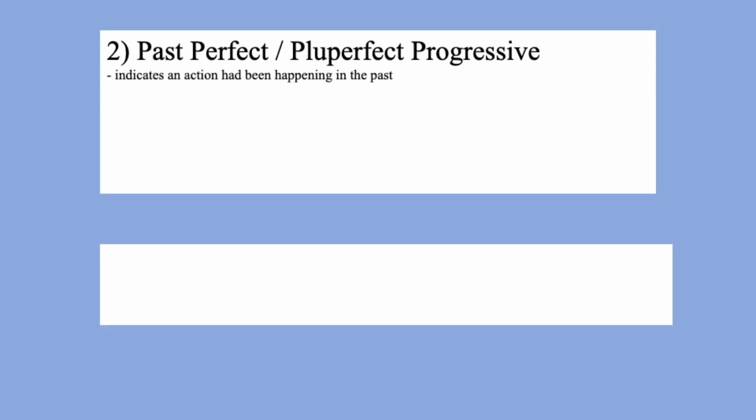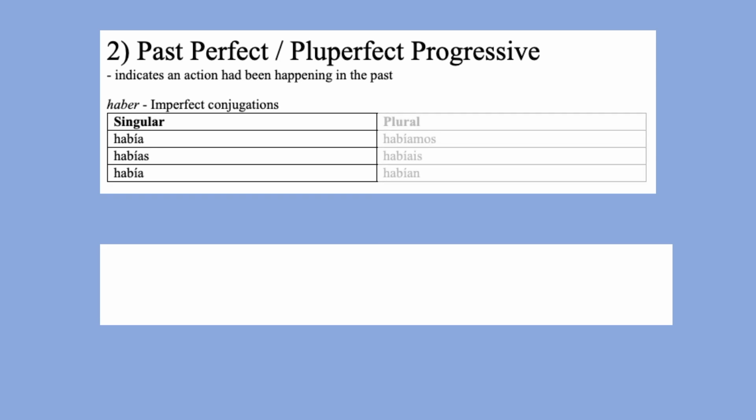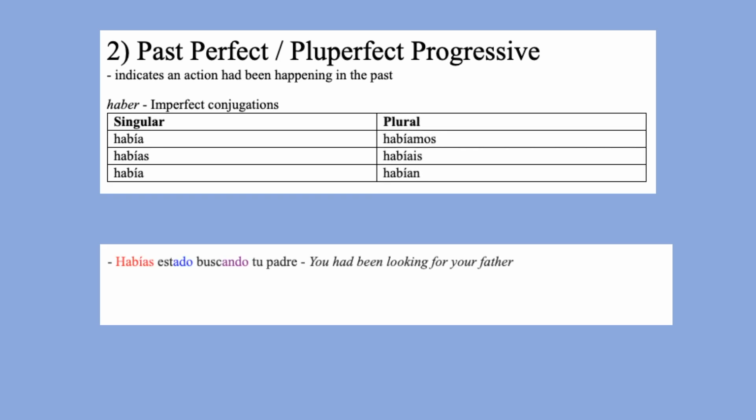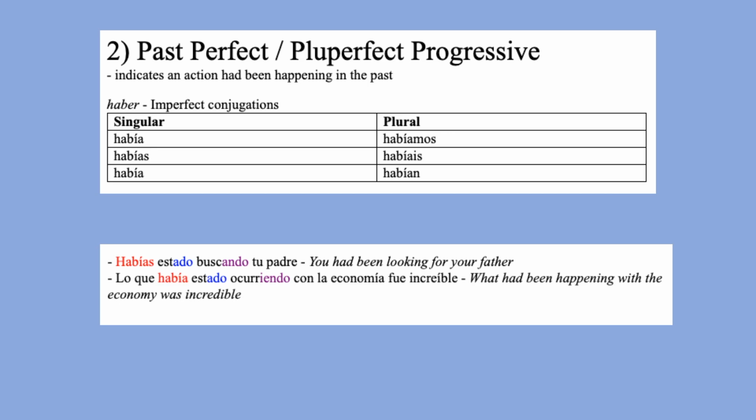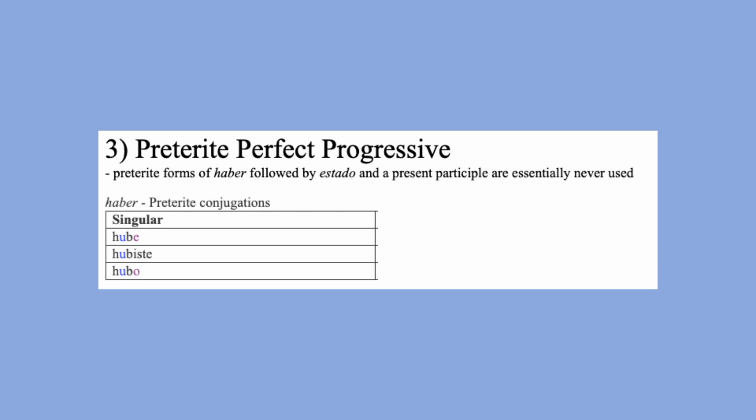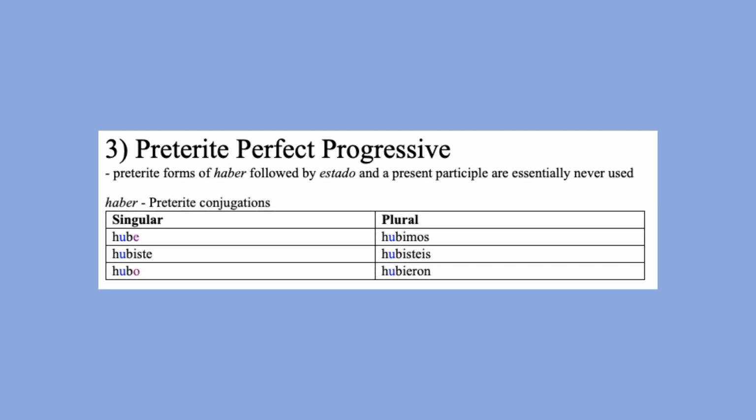The past perfect or pluperfect progressive indicates an action had been happening. Habías estado buscando tu padre. Lo que había estado ocurriendo con la economía fue increíble. Habíamos estado hablando de nuestras clases. The preterite perfect progressive is essentially never used.